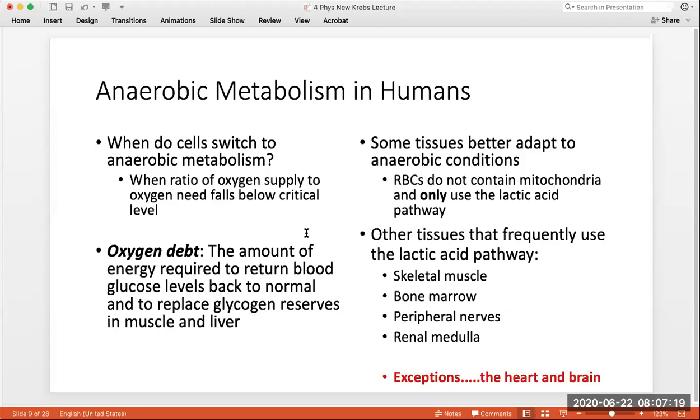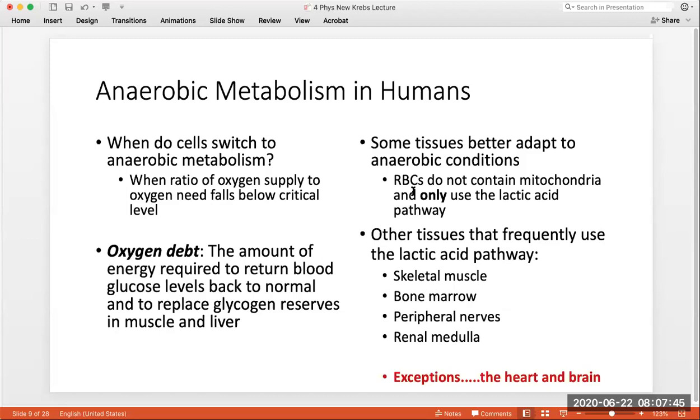Again, some tissues are better adapted to anaerobic conditions than others. Some cells in your body, glycolysis is the only mechanism of making ATP, and red blood cells fall into that category. I think we mentioned earlier that human red blood cells are anucleate. In fact, they've lost all of their organelles once they have produced a sufficient amount of hemoglobin.